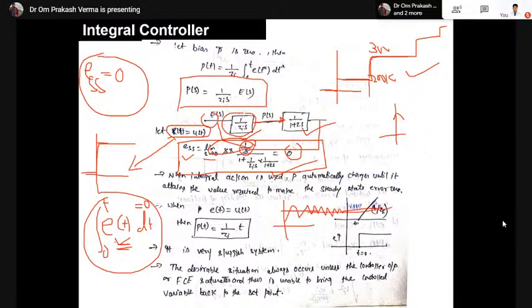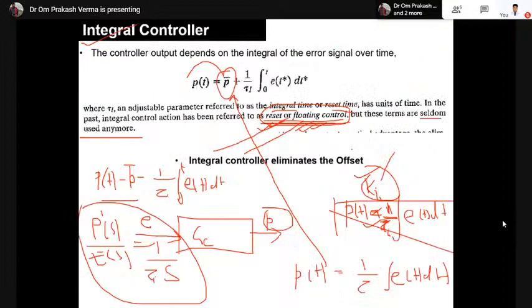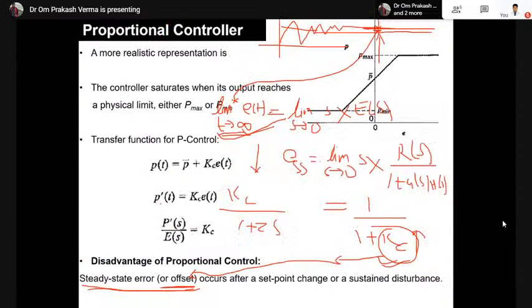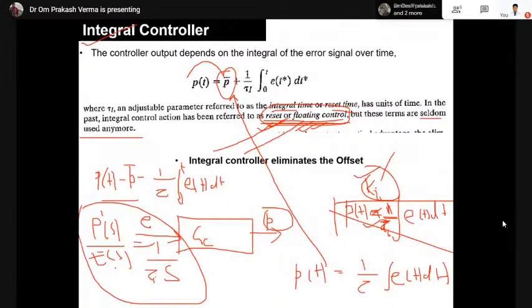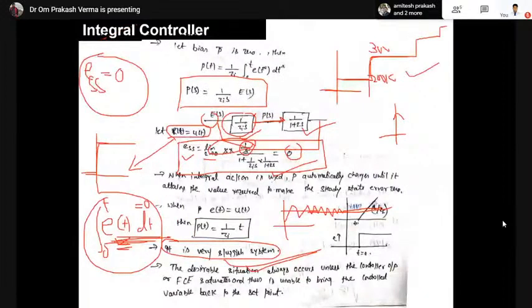So therefore the integral control action is very sluggish, okay. This is a very sluggish system, right? So remember, the disadvantage of the proportional control is your steady state error. However, the integral control eliminates this steady state error, that offset, but has a very sluggish response, okay.